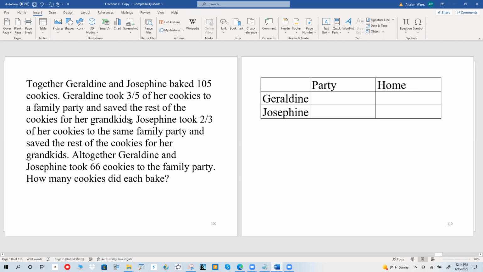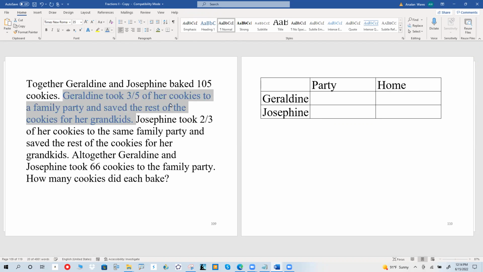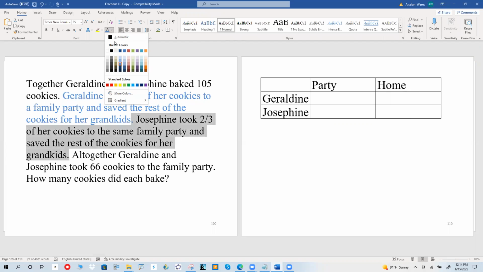So the first line is they baked 105. Okay, we're going to use it. Geraldine took 3/5 of the cookies. Let's change the color. That's an important sentence. And this is also an important sentence.